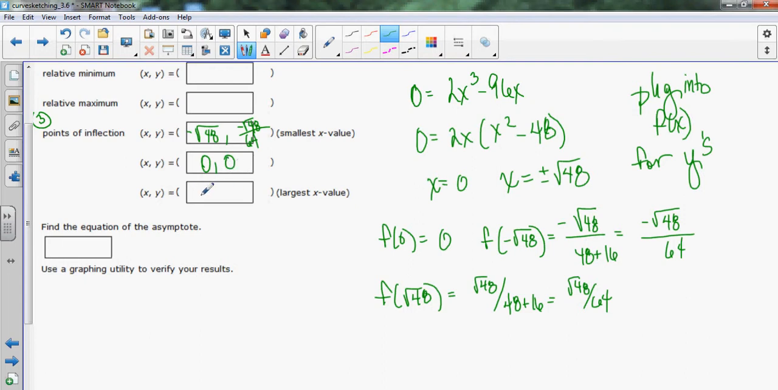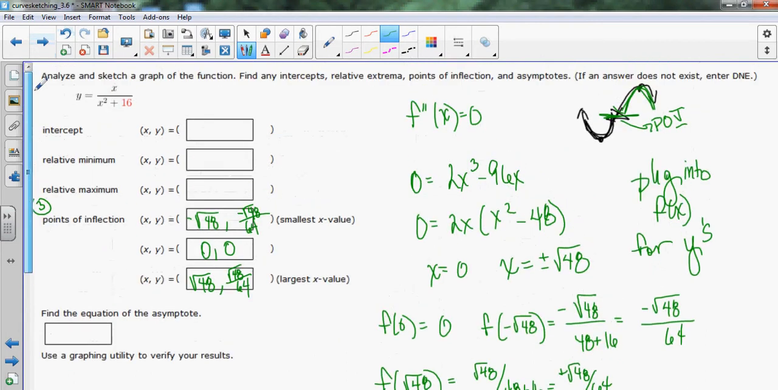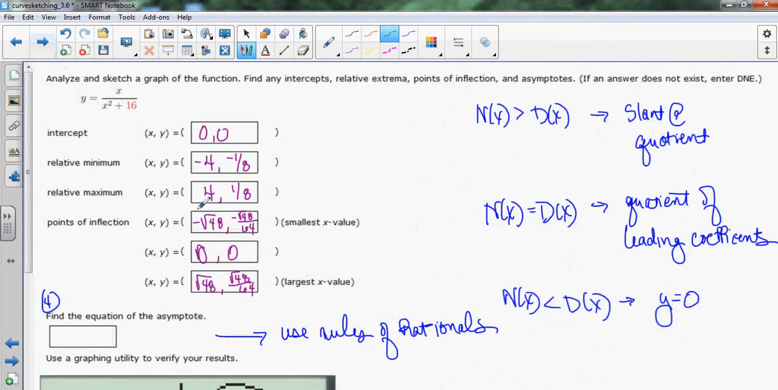0, 0 is going to be in between because my next and my largest number is actually a radical 48. And that will be a radical 48 over now the positive 64, because now he stays a positive up there. So I have these 3 pieces. For your asymptote, we have all of this information now.